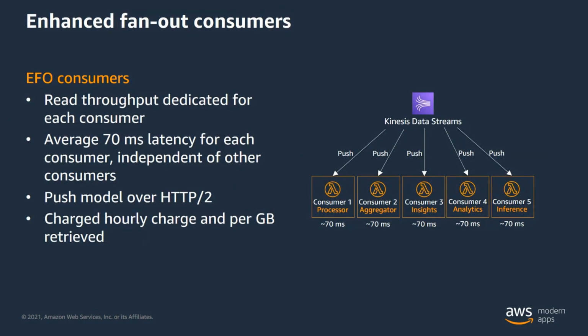Standard consumers use a pull model over HTTP, whereas EFO consumers use a push model over HTTP2. A standard consumer with 5 consumers would average 200 milliseconds of latency each. It's up to 1 second for all 5. Using enhanced fanout, the consumers are completely independent and do not impact each other. Even with 5 consumers, each consumer averages about 70 milliseconds of latency. The read throughput is dedicated, so this provides significantly faster throughput for many workloads. But note there is an additional charge for using this feature.